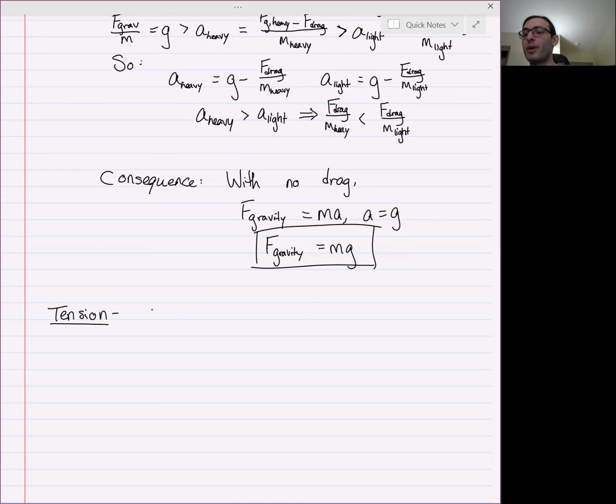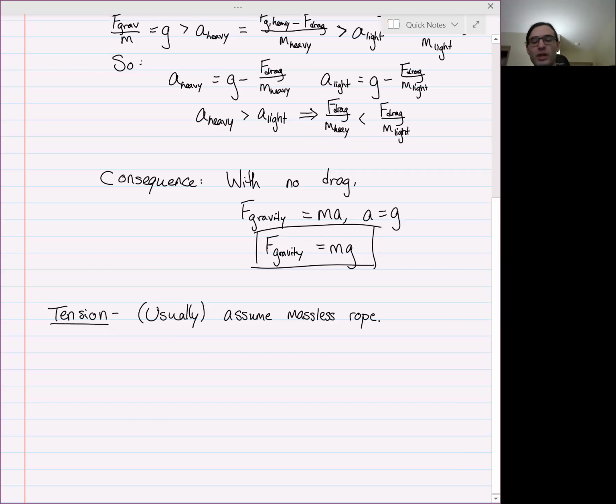Tension is a pulling force that comes about from chains and ropes being tied to things and being pulled on, right? So usually, for the sake of this class, but we will drop this assumption later, we assume that the rope is massless. We assume that we have a massless rope or a massless chain or whatever. It makes our calculations easier.